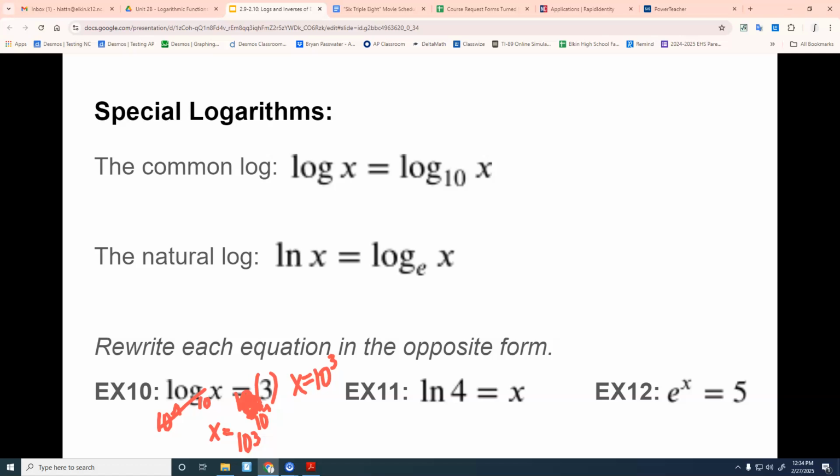Which you'll see, we'll be doing this soon, actually solves that equation for you, right? That x equals 1,000 for that. Right now we're just rewriting that. So if I look at 11, what's the base on 11? E. It's not written, but there is an e there. So if I want to get rid of a log base e, I need to do e to the power. To cancel that out, that gives me 4 over here. I need to do e to the power over here. I will get e to the x power. So 4 is going to equal e to the x.